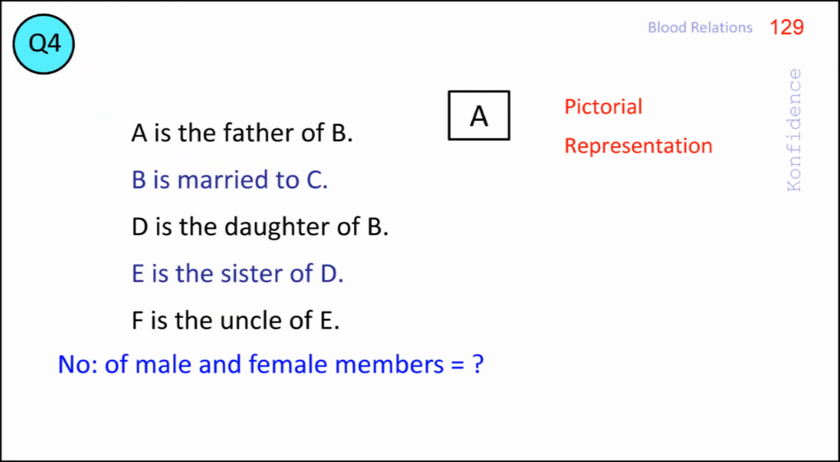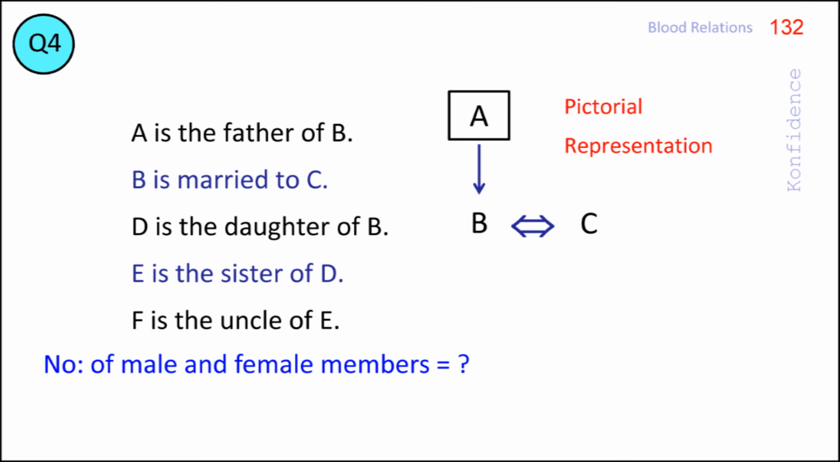From the statement A is the father of B, we can ascertain that A is a male. But we do not know the gender of B. So we mark A inside a square, whereas we leave B as it is. The father-child relationship is indicated by an arrow from A to B, with A at a level higher than B.